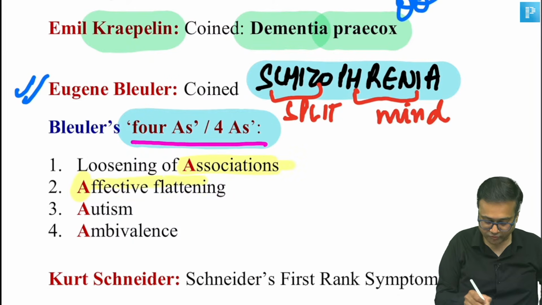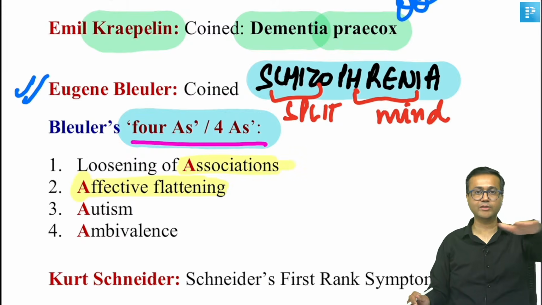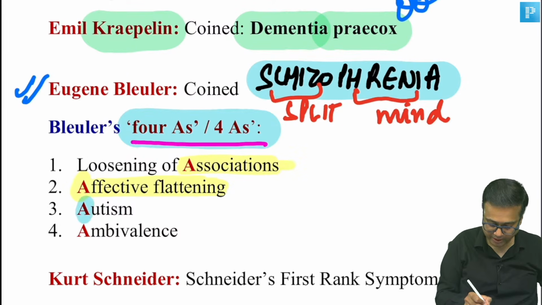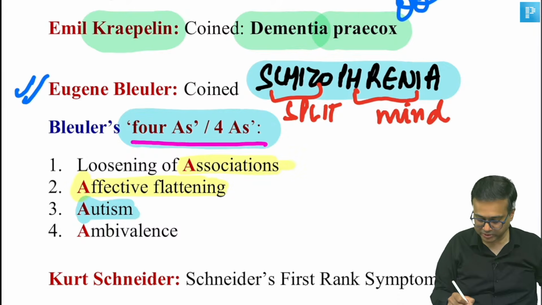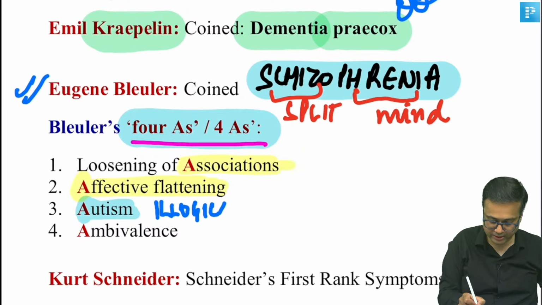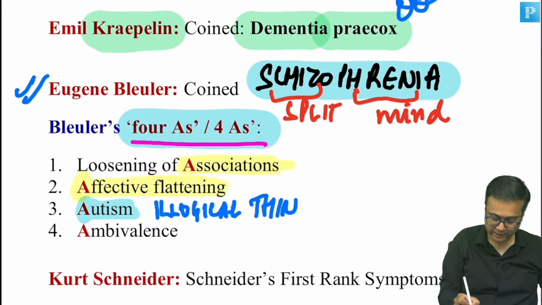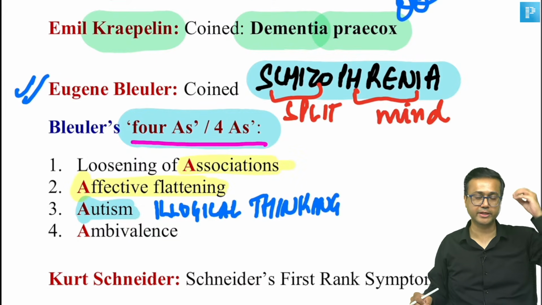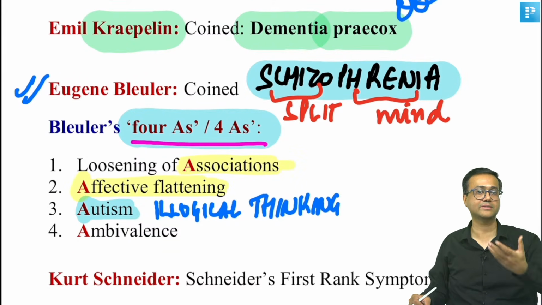Next A, beta, is affective flattening. We have already covered that, flat affect may be seen in schizophrenia. Next is autism. Here autism means that the person has illogical thinking. The thinking is not showing logic. So there is illogical thinking. The person has fantasy thinking.